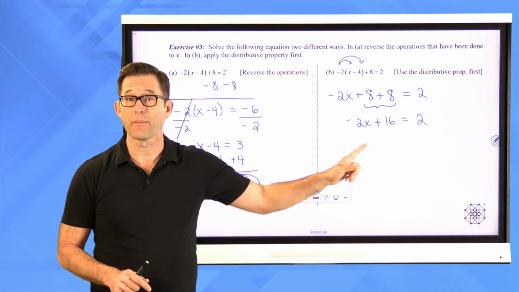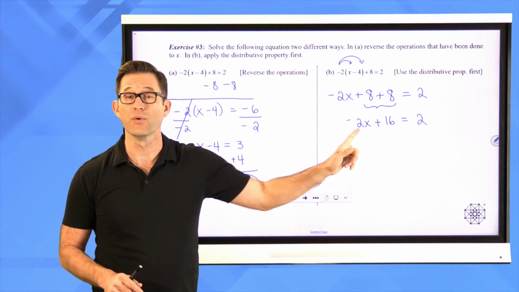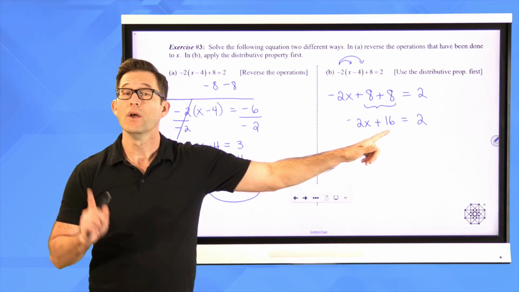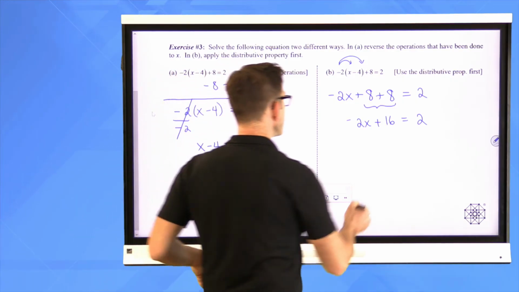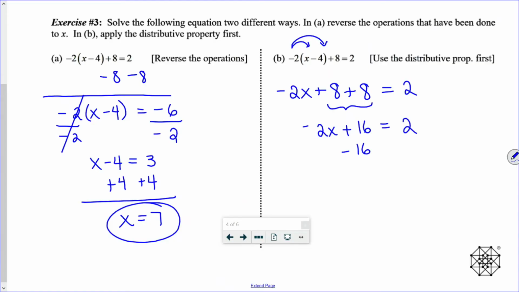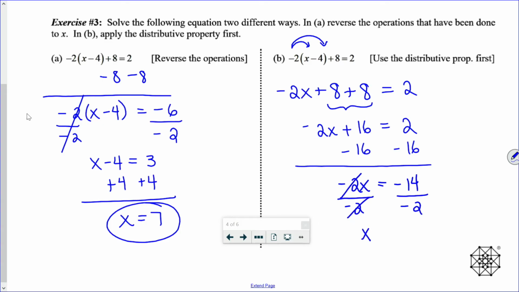Ultimately speaking, what's happening to x? I'm multiplying it by -2, and then I'm adding 16. So now, if we use inverses, I'm going to subtract 16 from both sides. I'll get -2x plus 0, which is just going to be -2x. Now I have 2 minus 16. Again, I should be careful. That's -14. I'll divide both sides by -2. -2 divided by -2 is 1, and -14 divided by -2 is +7.